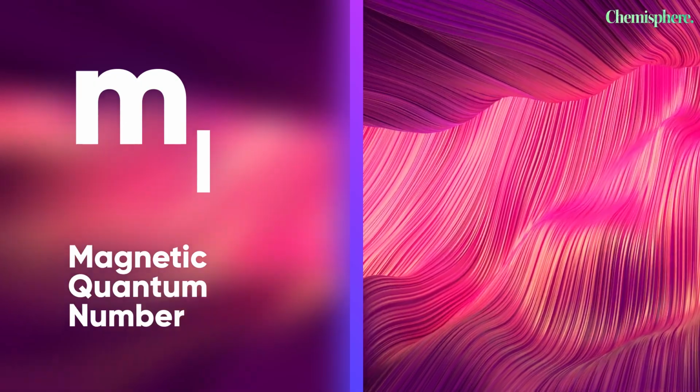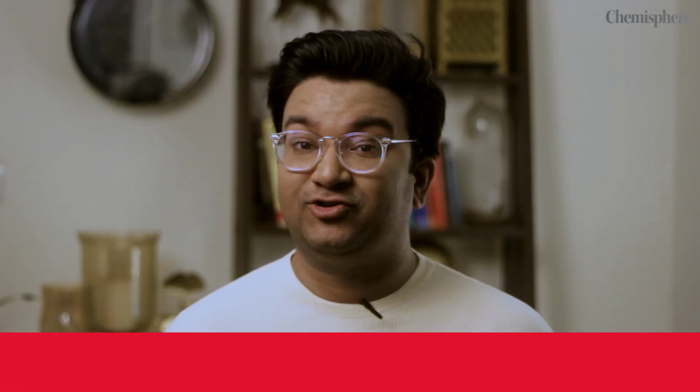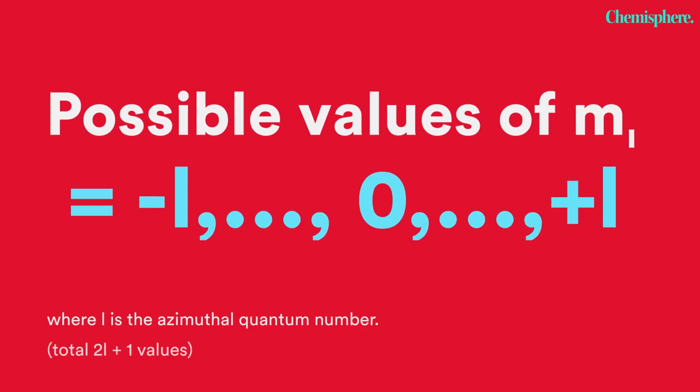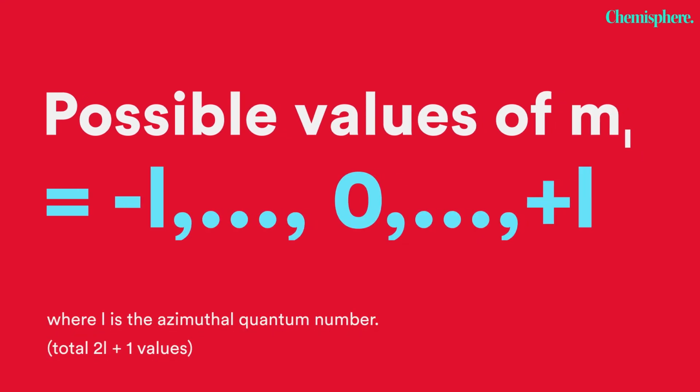The third quantum number is magnetic quantum number. In magnetic quantum number, we get to know what orbital the electron is in. Each orbital has its own magnetic quantum number, and magnetic quantum number depends on the L value. Its range of values extends from minus L to 0 to plus L, which is a total of 2L plus 1 values.